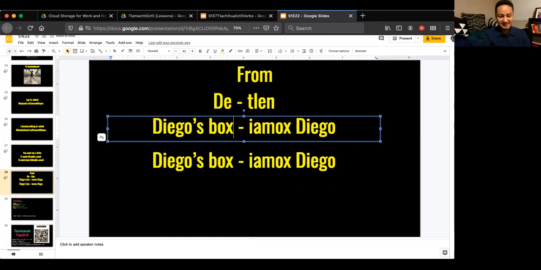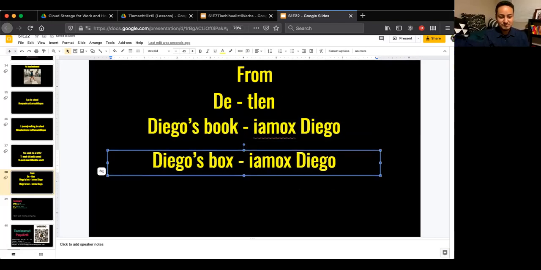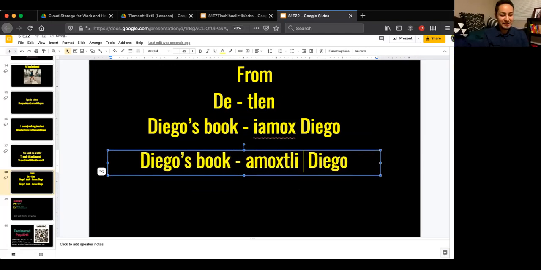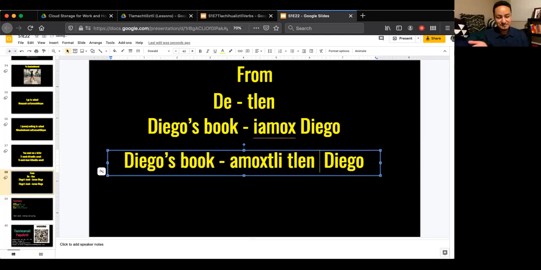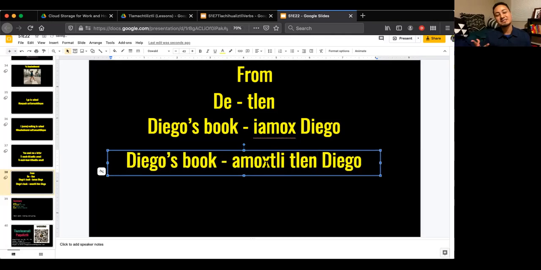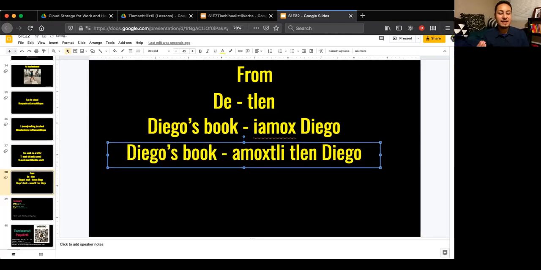Diego's box. Diego's book. Now, I don't like this, but you could do something like amos tlen Diego. Kind of like in Spanish, el libro de Diego, amos tlen Diego. Or Diego de Mexico, or something like that. Like this de in Spanish, they'll just translate it from Spanish and put it in Nahuatl as tlen.